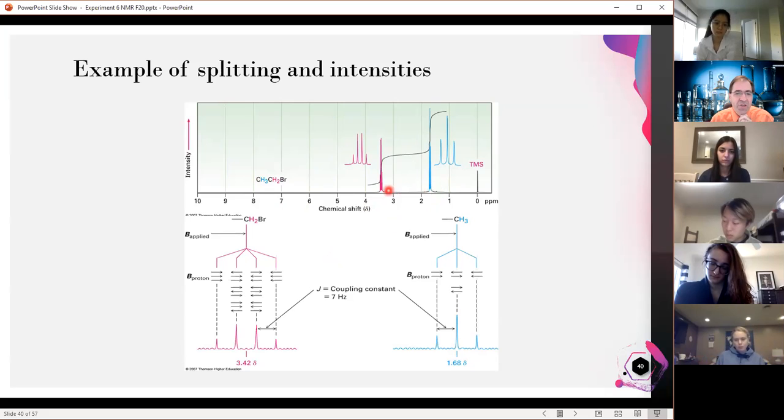Then the integration. If you look at the integration here, it's a little hard to tell on this graph, but that's a 2, and then that's bigger, so it's 2 to 3. So that's the number of protons causing that signal. Because this is a 2, I know there are 2 protons causing the signal, but it was split into a quartet because there were 3 next door neighbors. So I know something about the signal and its neighbors. Likewise, the blue ones have an integration of 3 because it is 3 protons here, but it got split into a triplet because there were 2 next door neighbors.